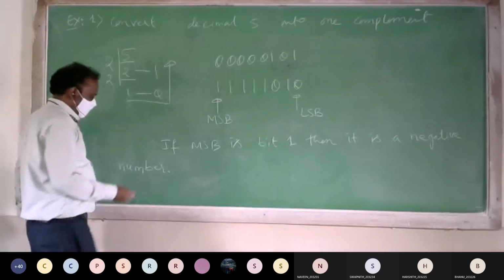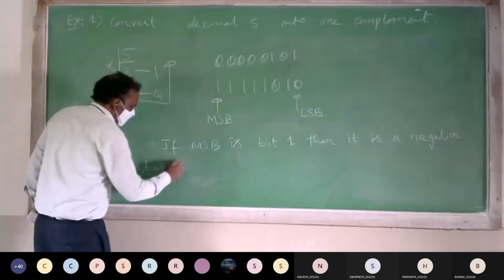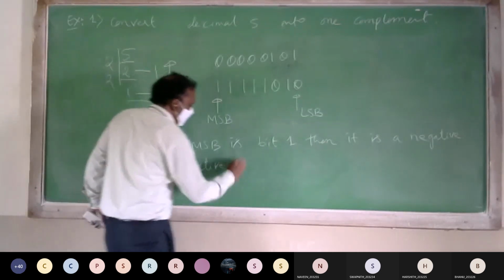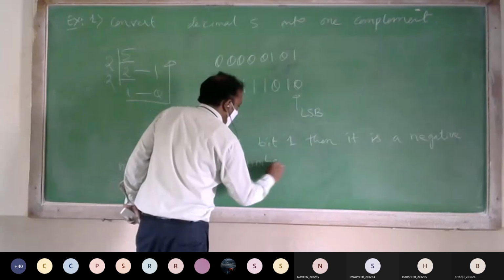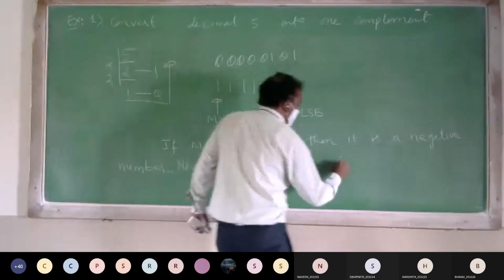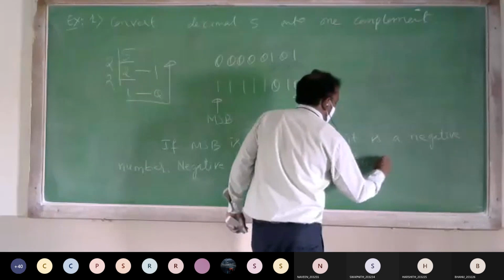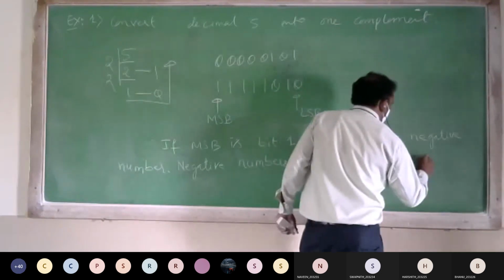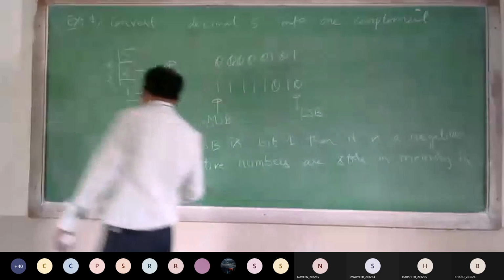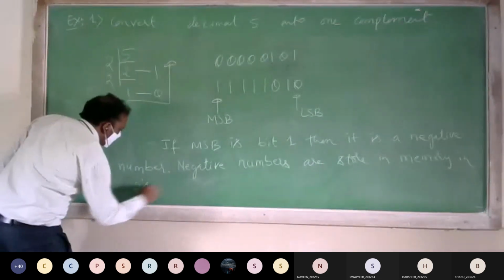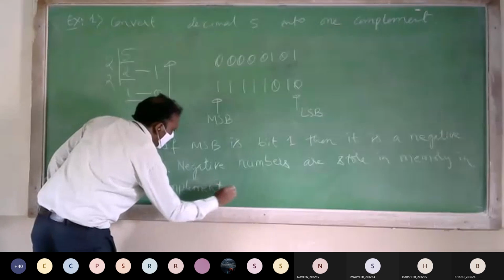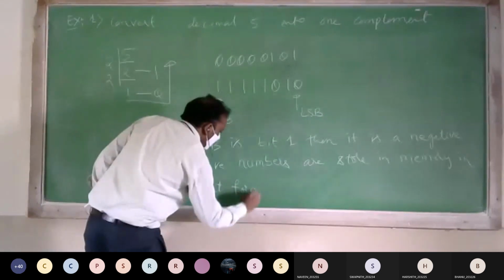Now, negative numbers are stored in memory in 2's complement form.